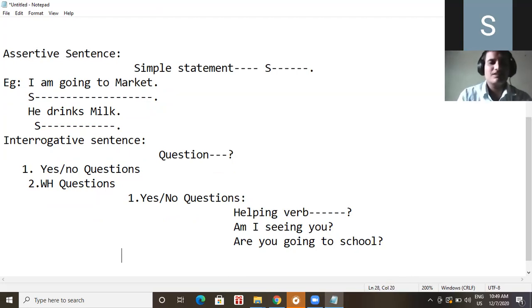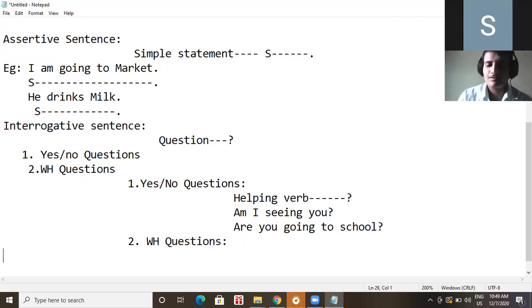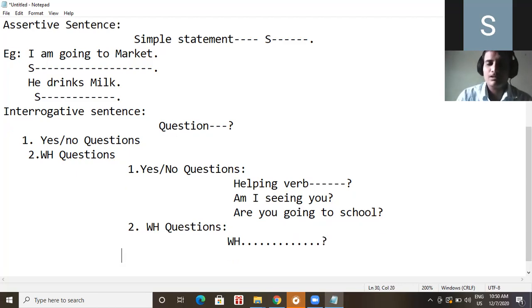Okay. Next, the yes or no question is completed. We have to enter into the WH question. What is a WH question? It starts with a WH word like what, who, where, when, why, how long, how much, how far. It also starts with a WH word and ends with a question mark.